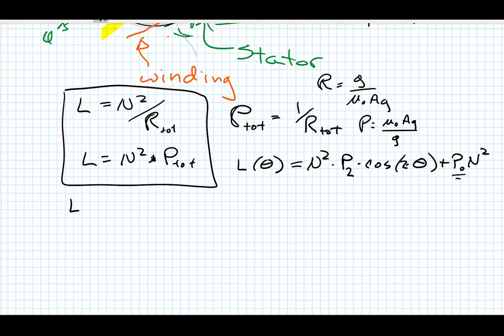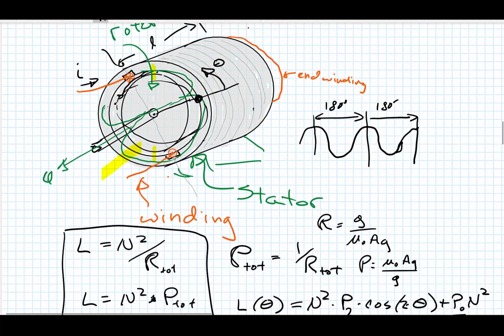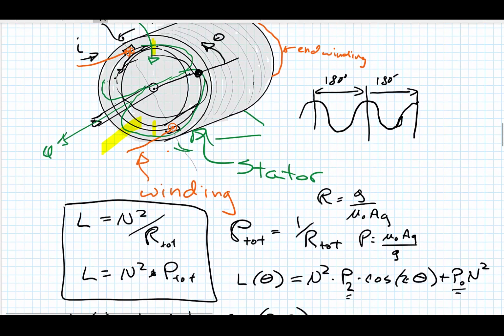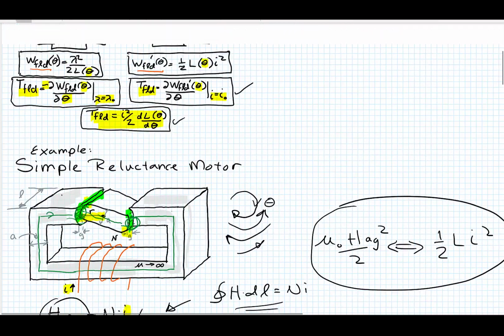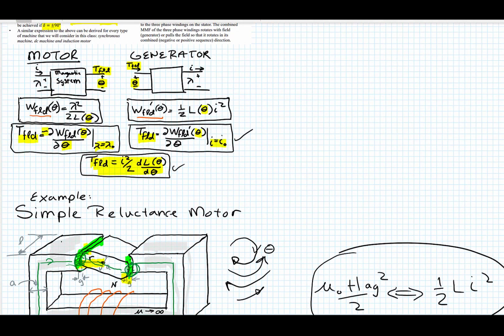So what I have is an inductance that is equal to some L naught that's associated to this P naught plus some L2 associated to this P2 here, cosine 2 theta. And I've got a current I that I'm evaluating. Now, since I have L and I have I, which of these expressions am I going to use to find the torque? Which one do you think? Number one, number two, last one. Number three. Right, you're going to use the third one.